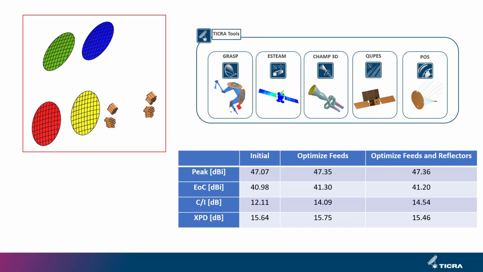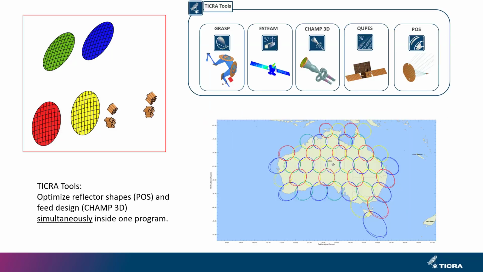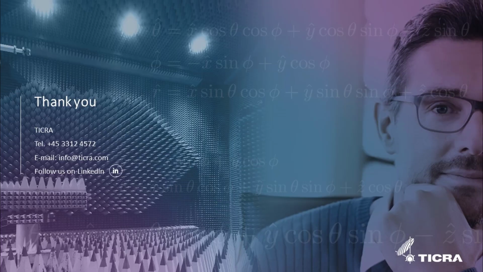This concludes the video where we have optimized both the feed design and reflector shapes by using CHAMP 3D and POS, respectively, inside Tigra Tools. The example has illustrated how the antenna performance may benefit from optimizing the full antenna system instead of optimizing the individual subsystems, and this is possible in Tigra Tools.